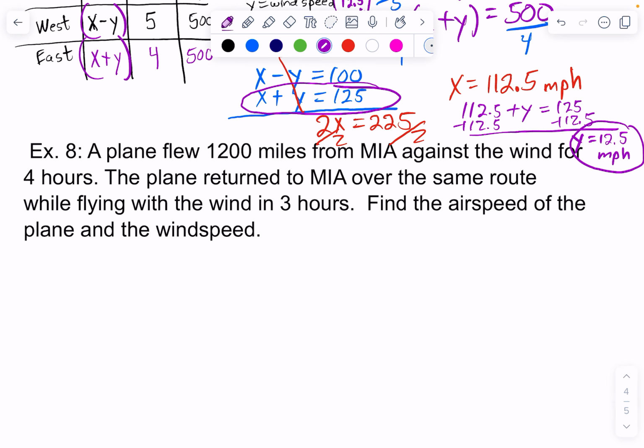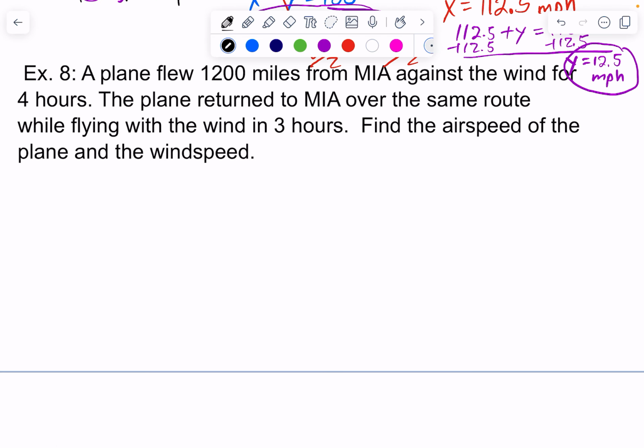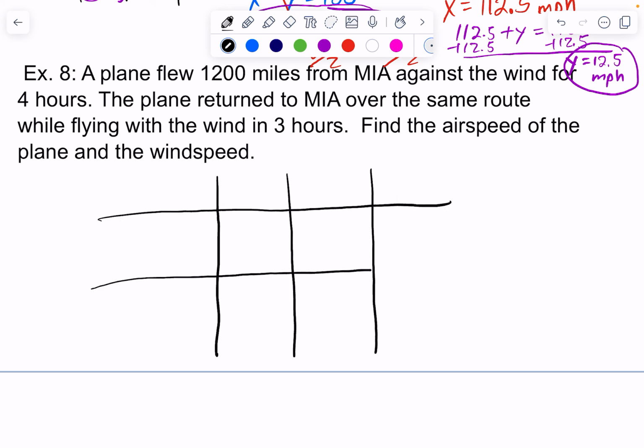A plane flew 1,200 miles from MIA against the wind for 4 hours. The plane returned to MIA over the same route while flying with the wind in 3 hours. Find the airspeed of the plane and wind speed. All right, let's make our table. Remember that rate times time equals distance. And we have 2 routes. We're going from MIA on the first leg, and then we're going to MIA on the second leg.